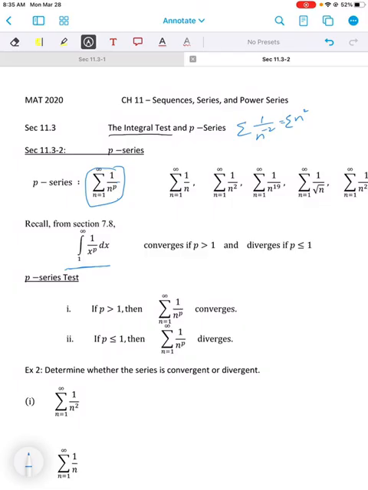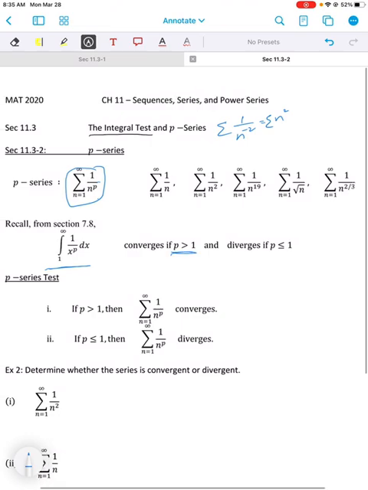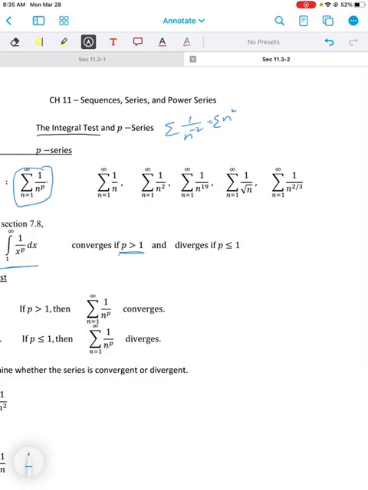And from section 7.8, when we introduced the improper integrals, if you recall, we found that this converges if the value of p is greater than 1, and it diverges when p is less than or equal to 1. So not only just greater than 0, but it has to be greater than 1. And some p-series are written over here, some examples of p-series. Notice here it's always going to be 1 over n raised to a number, and the number has to be positive.